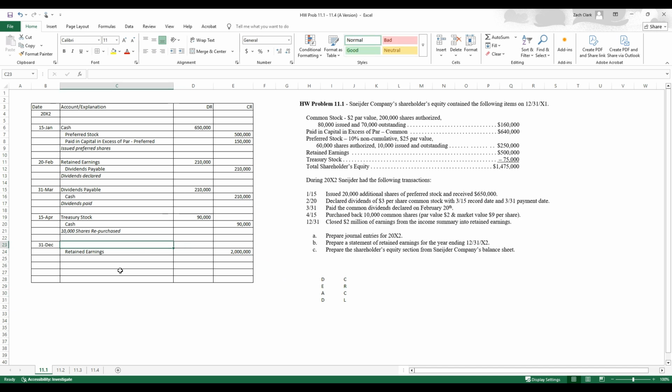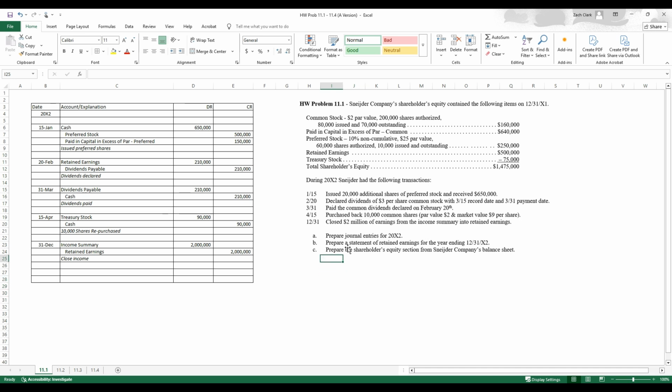And then when we do our last entry, remember, we're just closing out the income summary. And you can kind of deduce that if you didn't know that, debit or credit, just because you know that an increase to retained earnings is done with a credit. And we'll say close income. Okay, so there's all our entries, and that was our part A.